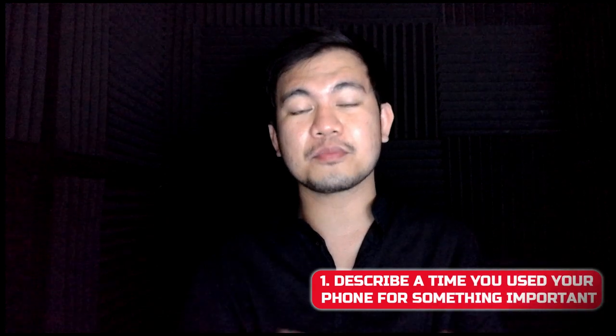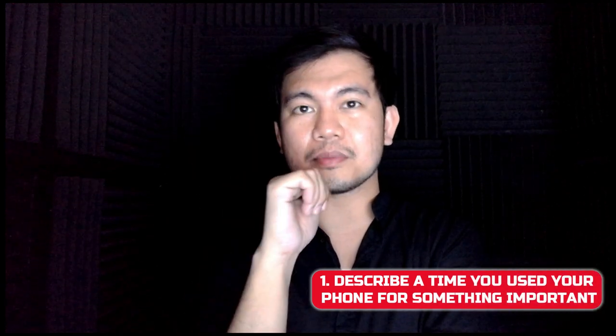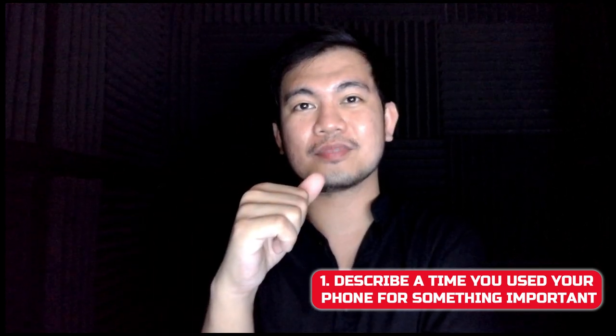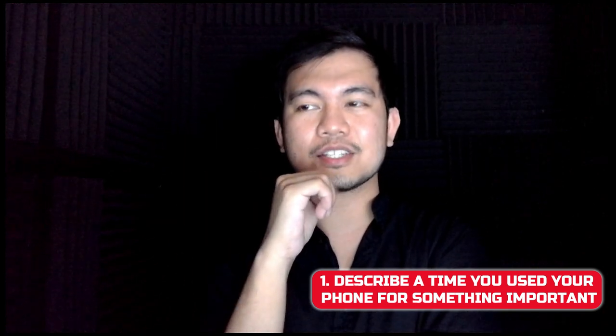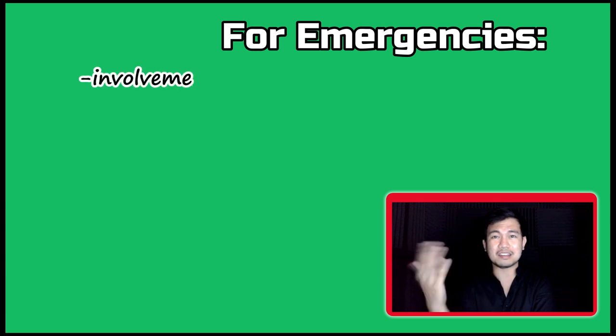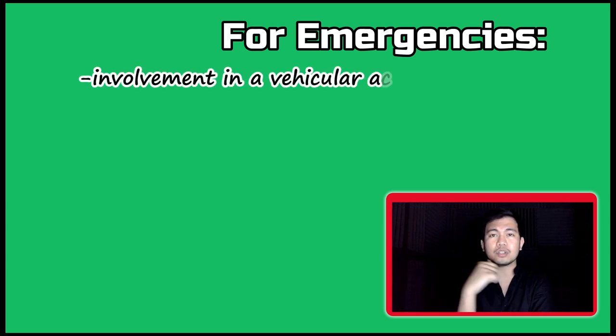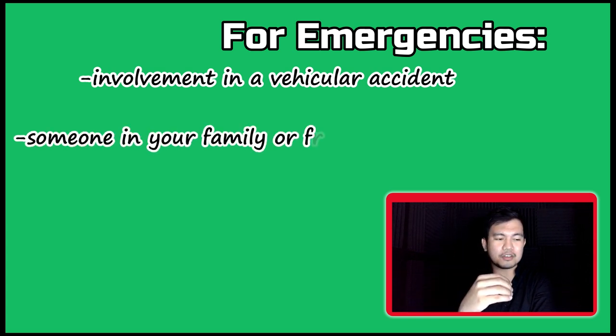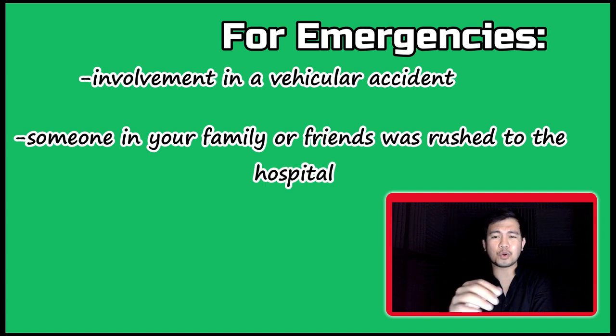The first cue card is about a time you used your phone for something really important. Let's gather some ideas. What are those occasions that you needed to use your phone? For sure, there were a lot of occasions. So let's just choose one of them. Maybe for an emergency purpose. For example, you got involved in a car accident and you needed to call someone in your family to help you. Or perhaps you got a message from someone dear to you informing you that one of your friends or one of your loved ones was rushed to the hospital.